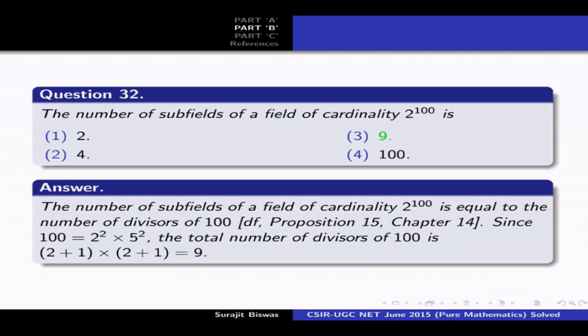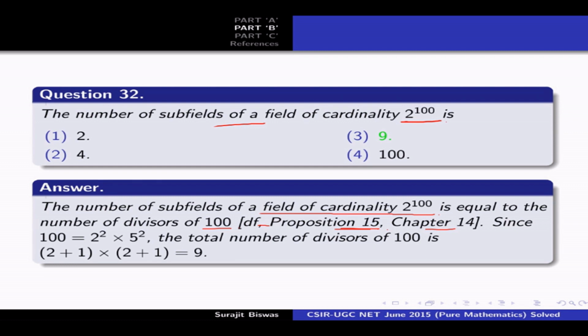Question 32. The number of subfields of a field of cardinality 2 to the power 100 is, we need to find out. The number of subfields of a field of cardinality 2 to the power 100 is equal to the number of divisors of 100. This is the proposition we are using, Proposition 15 of Chapter 14 of Dummit-Foote.